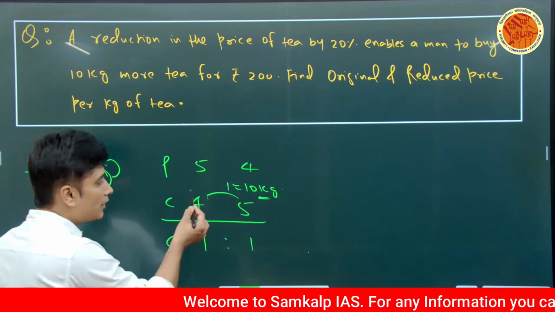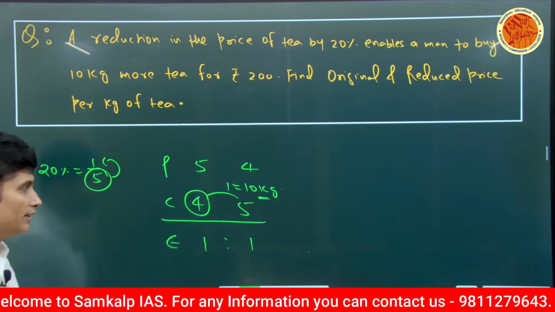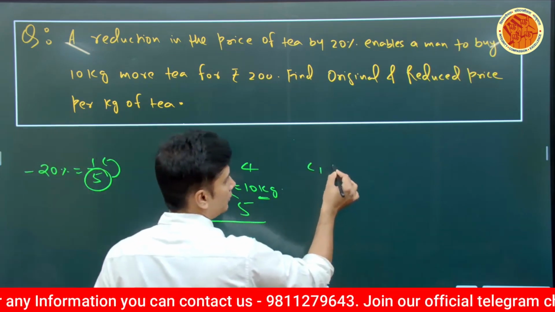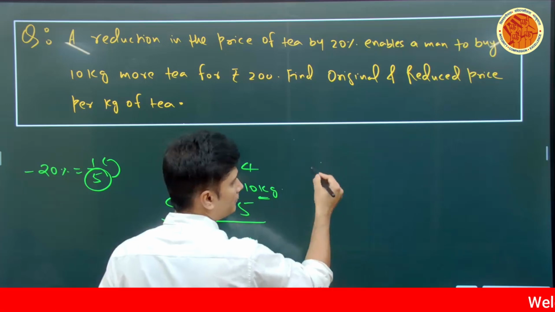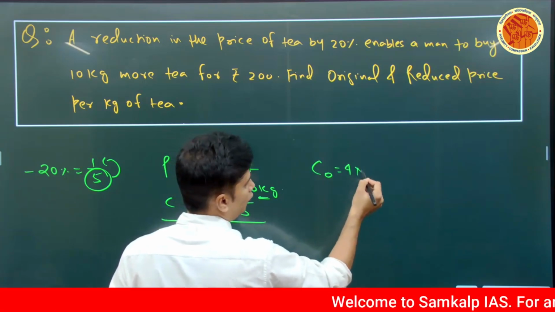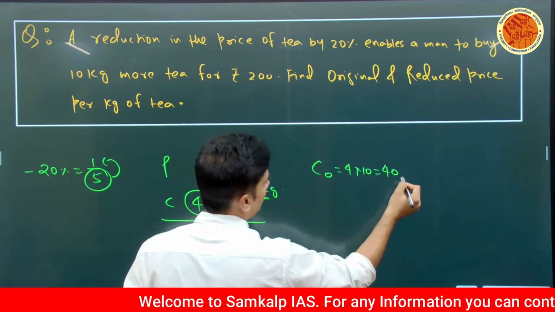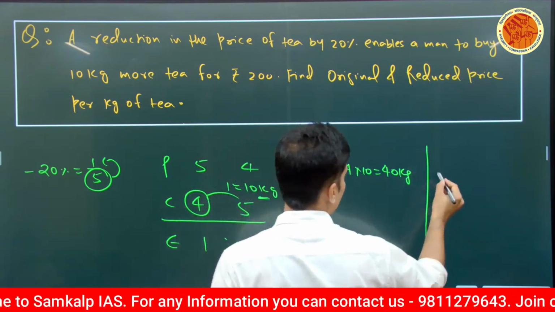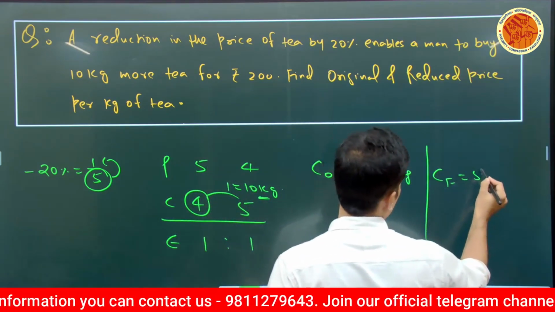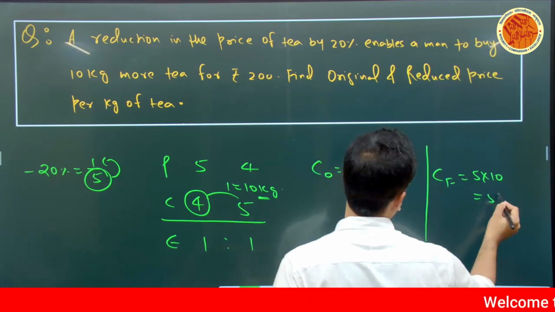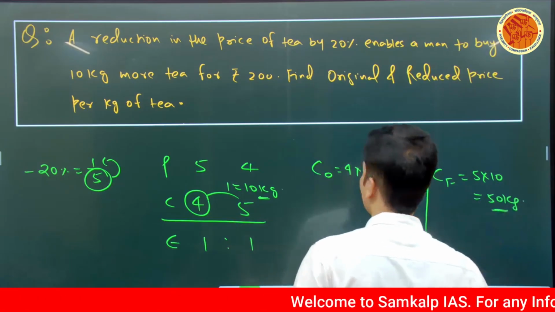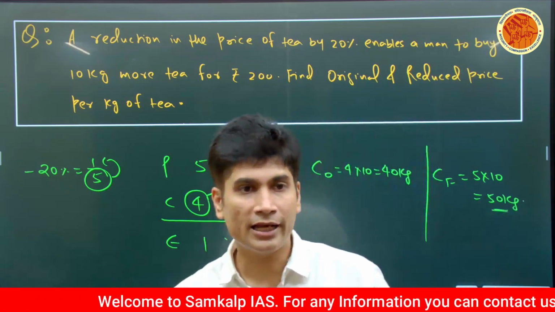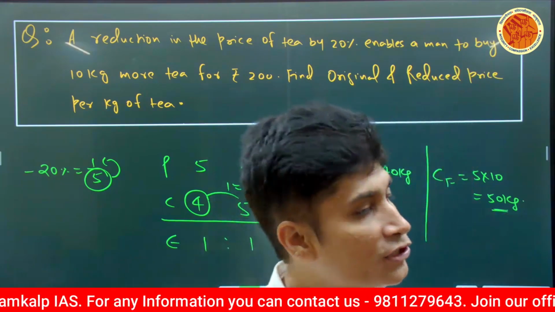Then when you multiply by 4, the original consumption will be 4 into 10, 40 kilogram, and the new, final consumption will be 5 into 10, 50 kilogram. Now the question is, consumption you already calculated and expenditure you already know.